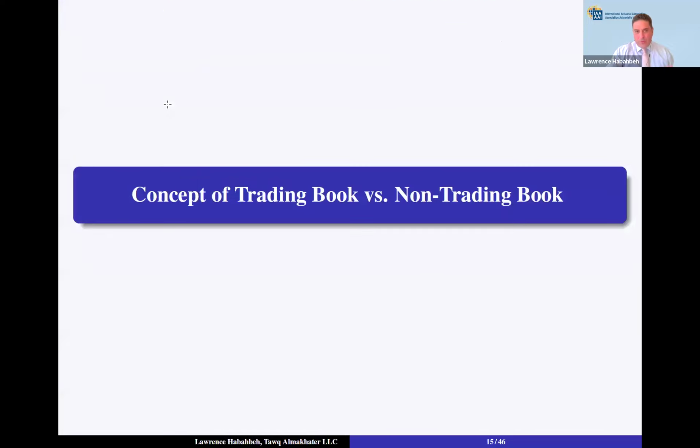So what is the concept of a trading book and a non-trading book? Before we dig into this, let's talk a little bit about the structure of the front office. If you work in a bank, risk management or market risk management will engage directly with the front office. The front office is where all the traders trade their products. So you have different desks. In the Basel III fundamental review of the trading book, the concept of the desk is very important.